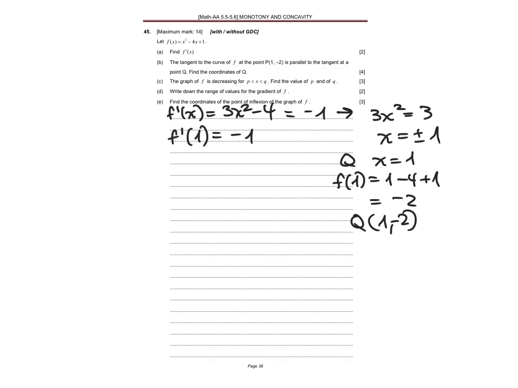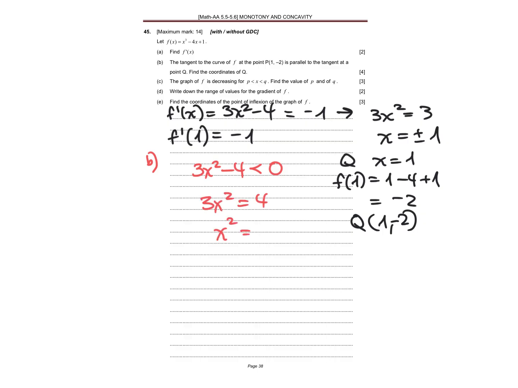Okay, so then we've got the graph of f is decreasing from P to Q. Find the values of P and Q. Okay, so B, we need the derivative to be less than 0. And remember, this is a quadratic inequality. You can't just go solving this like a normal inequality. You need to find the zeros. So set it equal to 0.